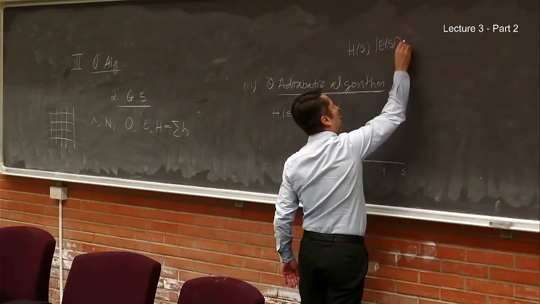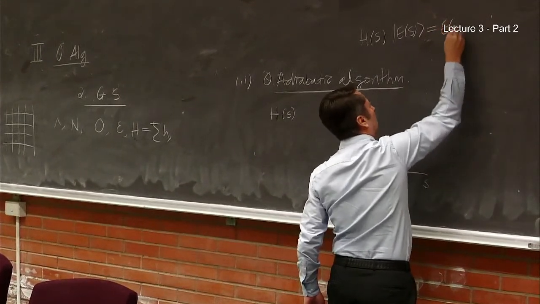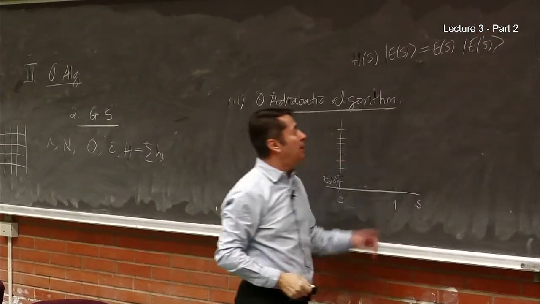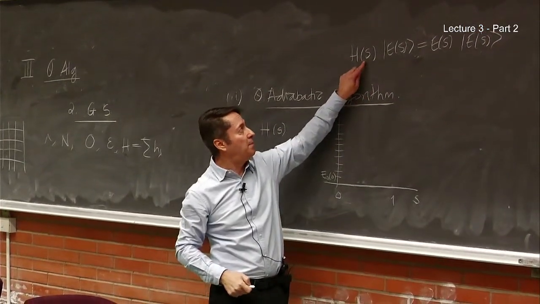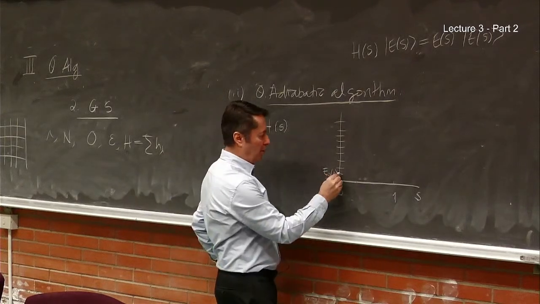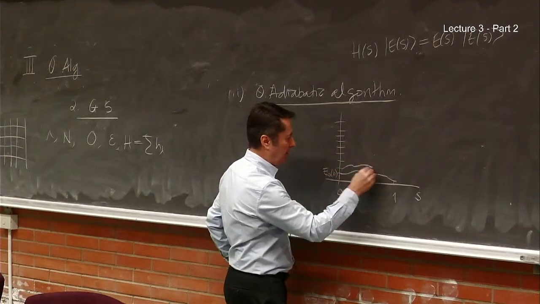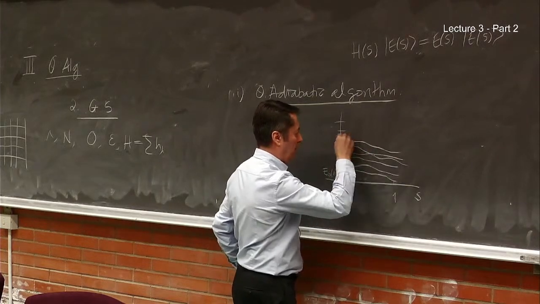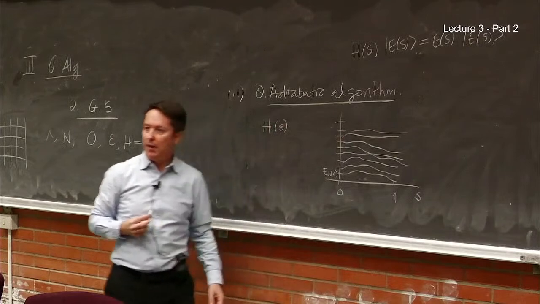So this will be just abusing the notation. We're looking at the eigenvalues and eigenvectors for each value of S, and for each value of S I'm plotting the eigenvalues. So this will correspond to a certain curve, maybe something like that. Maybe some of them cross here. Okay, so maybe something like that.